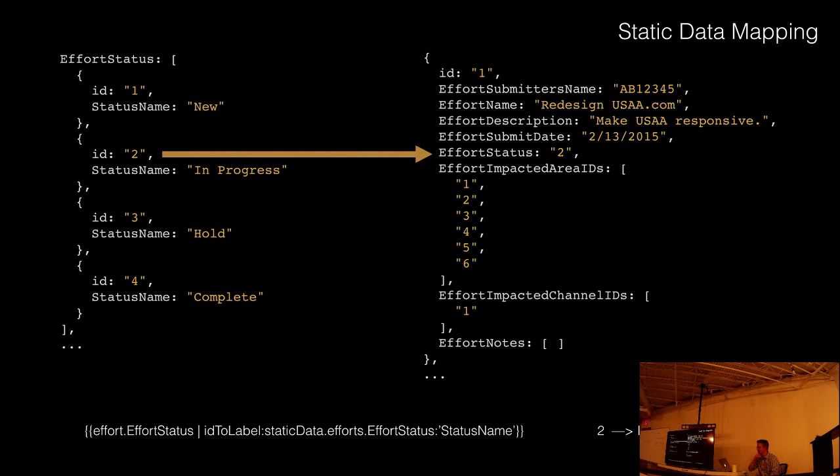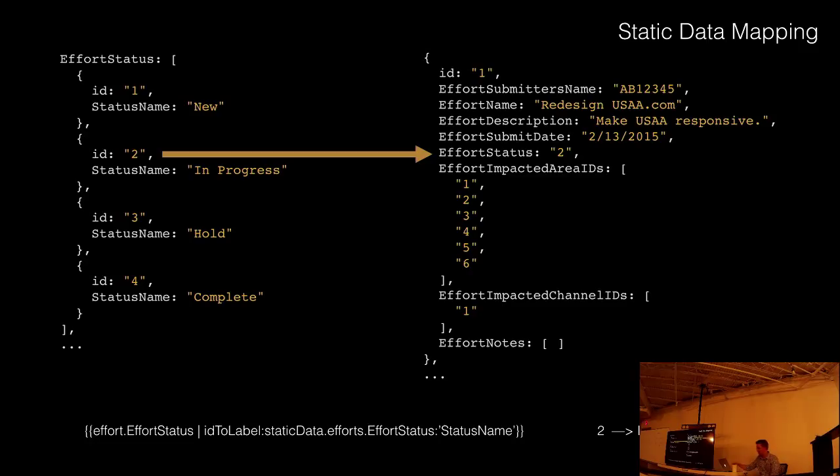So for instance, on the left right here is that static data like I was talking about. So I've got these IDs and then what those actually map to. On the right is what comes back from the server. Like that status right there, I look at 2 and then 2 is in progress. There are hundreds of efforts coming back from the database. So instead of saying in progress, in progress, in progress, I'm just saying effort status 2, 3, 4, 5. So that's a way of managing it.